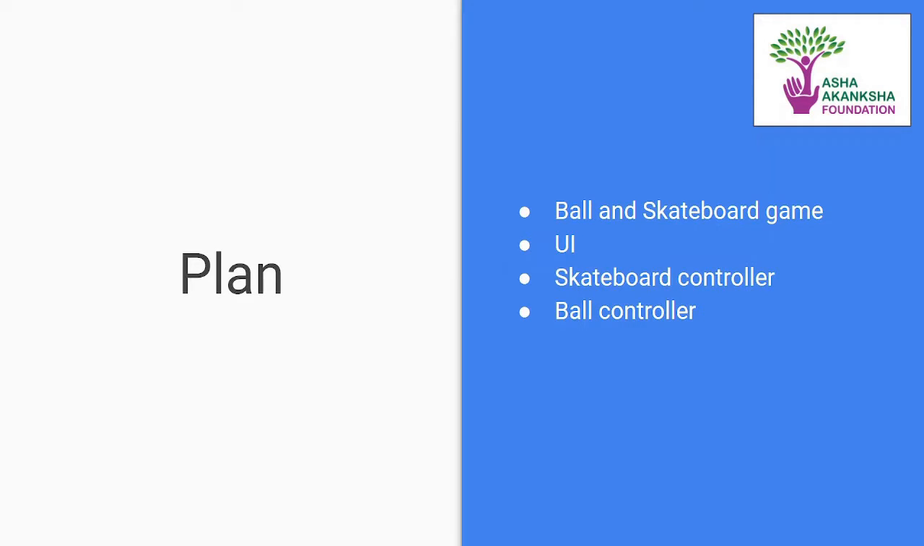In today's video, we are going to make another new game which is going to consist of a skateboard which can go left or right according to the user's input from the keyboard, and there would be a ball that would continuously bounce across the room with the walls, and the skateboard has to prevent the ball from touching the ground. So that's the game, and we will be designing the UI and the controllers for the ball and the skateboard in this video. So I hope you really enjoy this one. Let's get started.